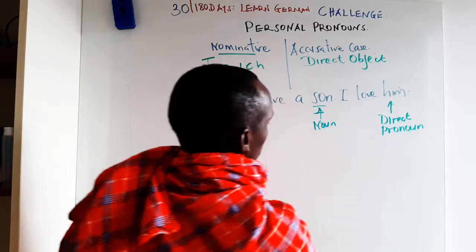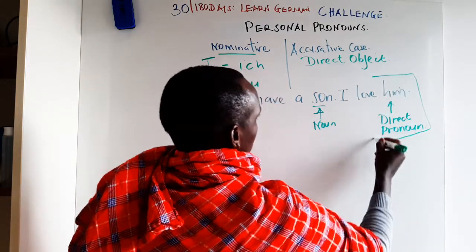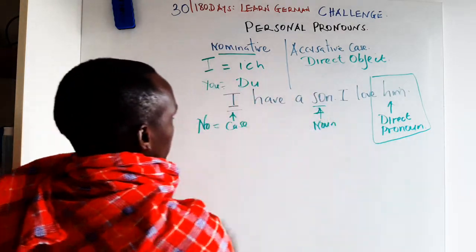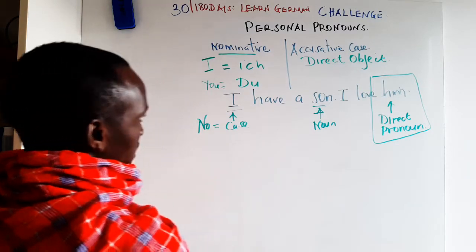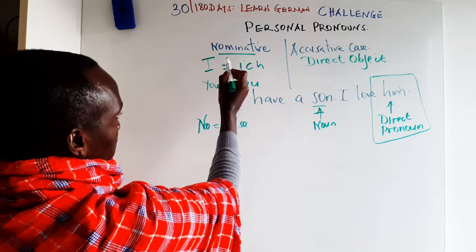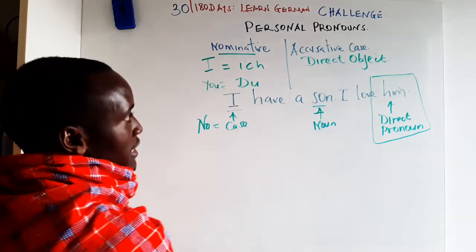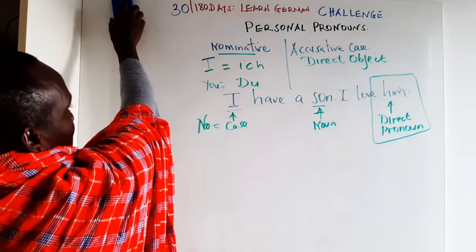So today we want to discuss these direct pronouns in German. For us to understand, we'll draw a table with the nominative and the accusative, and we do this example so that it makes sense. All right, let's start.